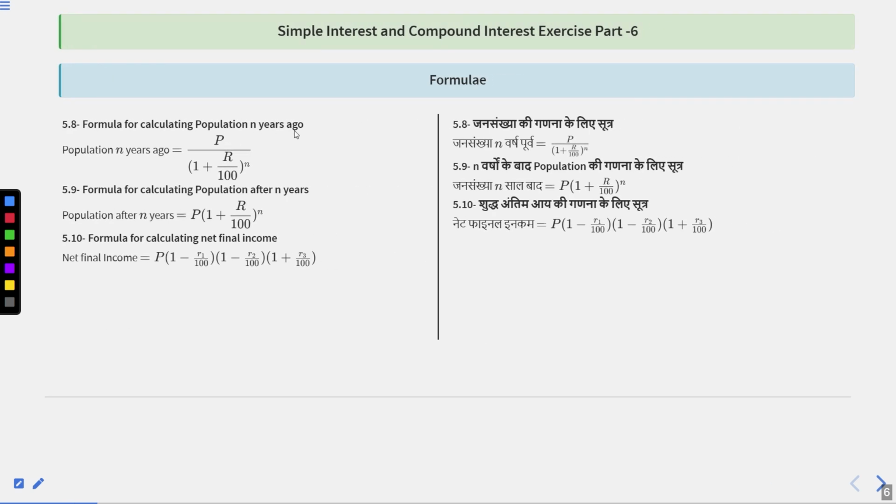Formula for calculating population a year ago. Population a year ago is P upon 1 plus R upon 100 to the power n. Clear? P represents the population, R represents the rate of change in population and n represents the number of years. So the formula for calculating population after a year will become P into 1 plus R upon 100 to the power n. Now we will see some questions.